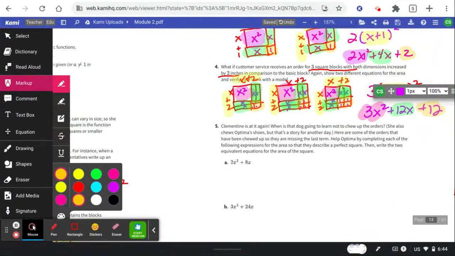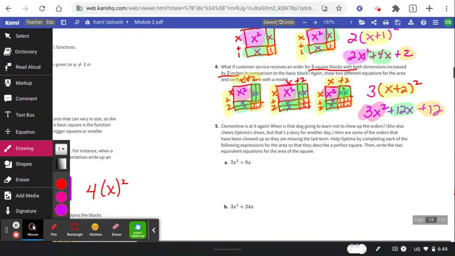Okay, Clementine is at it again. When is that dog going to learn not to chew up the orders? She also chews Optima's shoes, but that's a story for another day. Here are some of the orders that have been chewed up so they are missing the last term. Help Optima by completing each of the following expressions.